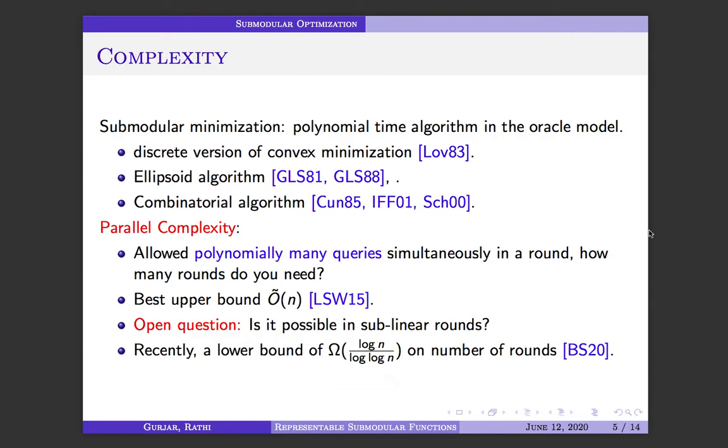Only recently was a lower bound given of log n by log log n. So there is a big gap between the upper bound and the lower bound, and it's not really clear what the correct parallel complexity of submodular minimization in the oracle model is.